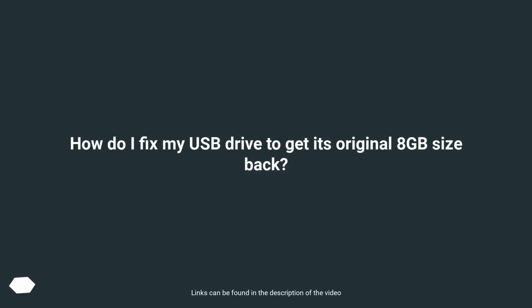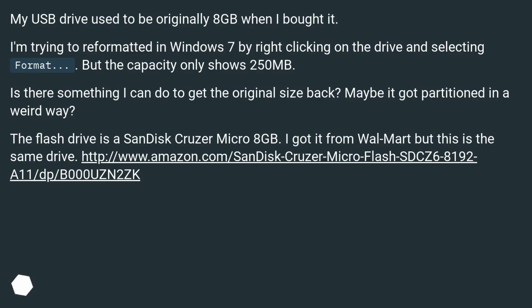How do I fix my USB drive to get its original 8 GB size back? My USB drive used to be originally 8 GB when I bought it. I'm trying to reformat it in Windows 7 by right-clicking on the drive and selecting Format, but the capacity only shows 250 MB. Is there something I can do to get the original size back?